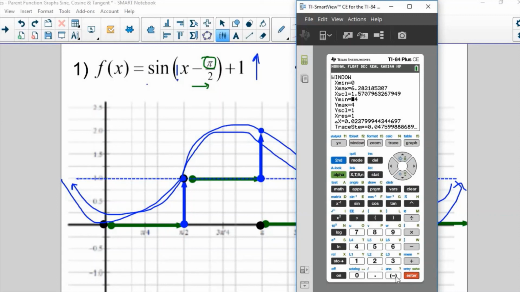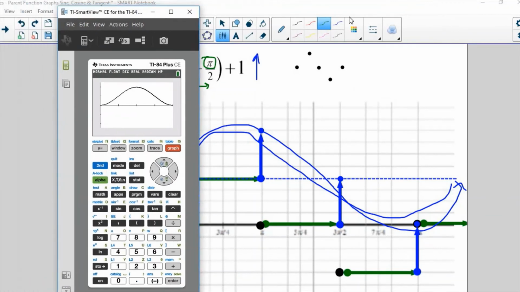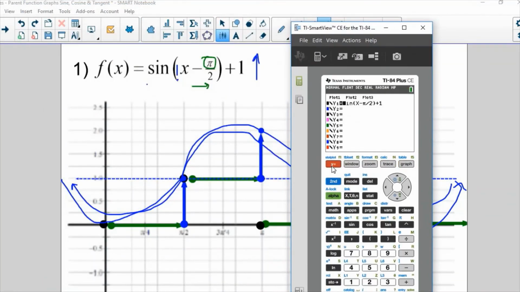My graph paper goes from negative 2.5 to 2.5, so I'm going to put that in. And then when I hit graph, you're going to see a graph that looks exactly like what we drew on our graph paper. Mine's just in black. And obviously the calculator's is a little bit nicer. All right, so let's take a look at the next one.